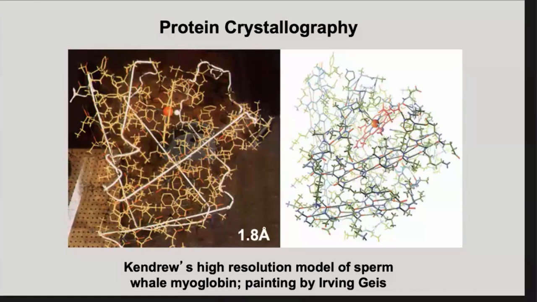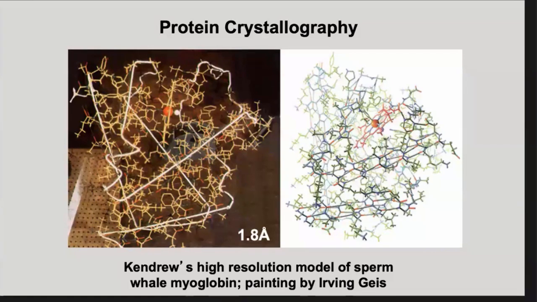On the right is a painting of that same model by an artist named Irving Geis, who is actually a very important figure in the history of molecular visualization. He was commissioned specifically to paint a picture of that model for the journal Scientific American.